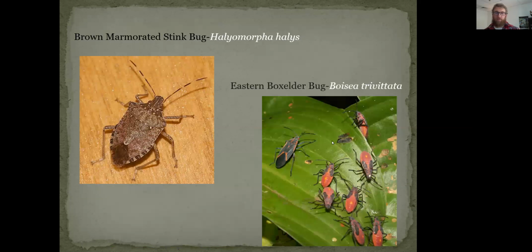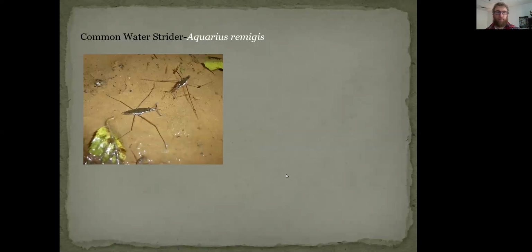Another one, native, much prettier, is the eastern boxelder bug. These guys do go only on boxelders, and there you can see my example for the nymphs. They just got the wing buds, nice and bright, so things know not to eat them since they are poisonous.